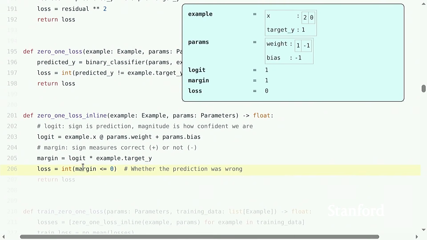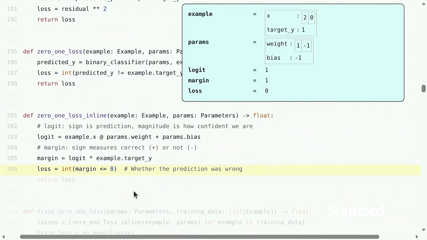Now I'm just going to define the loss as whether the margin is not positive. If the margin is negative, then the loss is going to be 1. And if the margin is positive, the loss is going to be 0. I'll let you mull on this for a bit and convince yourself that this is indeed exactly the same function as the zero-one loss, but just written in this probably somewhat mysterious way.